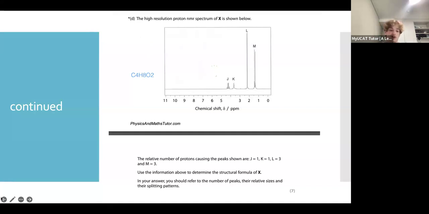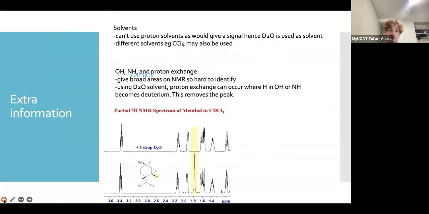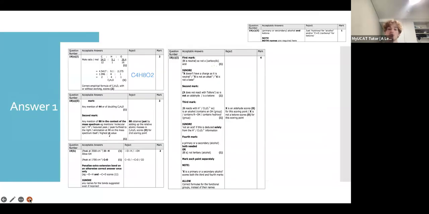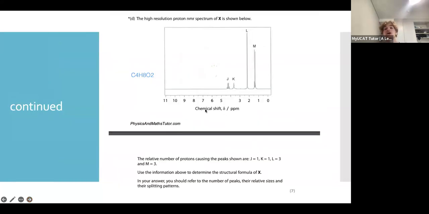As I said a few slides ago, proton NMR can be divided into four rules, okay? And here are the four rules over here: number of peaks, ratio of peak areas, shift, and splitting. And that's how I would structure the answer. So to be more specific, I would start my answer by saying compound X contains four proton environments because there are four peaks. You get a mark just for saying that. As it says, they sort of give the answer away, but they're telling you what to refer to, and if you do that, you're going to get the marks. So you'd start with the number of peaks and how that represents the number of proton environments, a mark there.